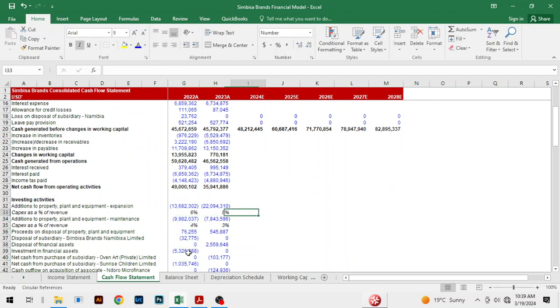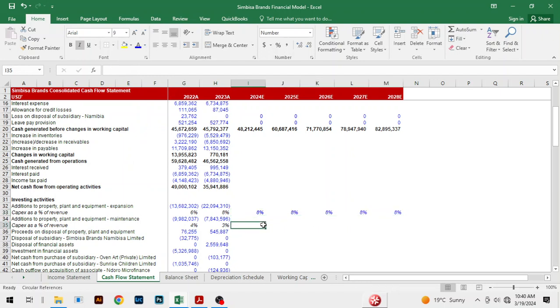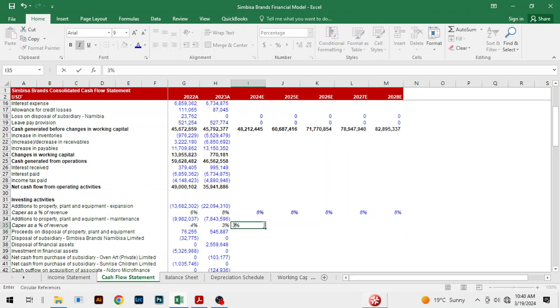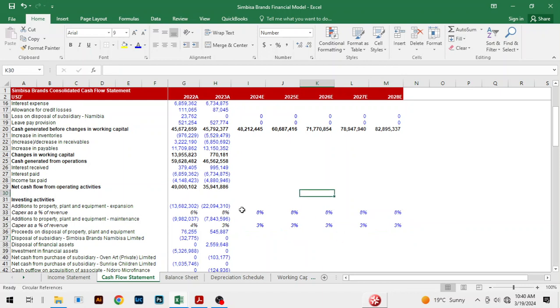Right, so here for now, let's just project that. Since Simbisa is on an overdrive and is taking an aggressive approach, let's just keep that at 8%. So let me just turn that into a percentage. So we're going to keep that at 8% for now. So let me just highlight that, and then here we just keep that at 3% for now. Right, so let's just keep that at 3%. Perfect.